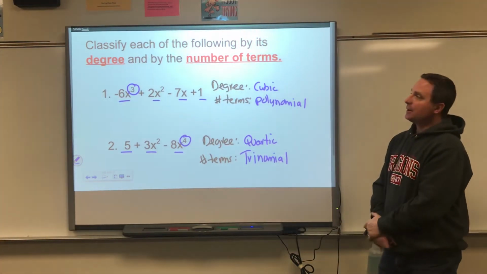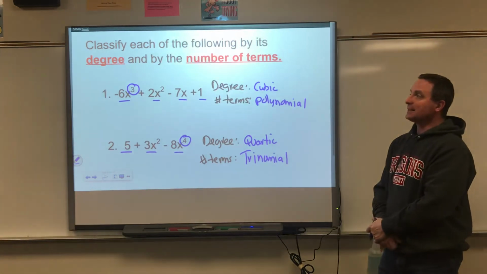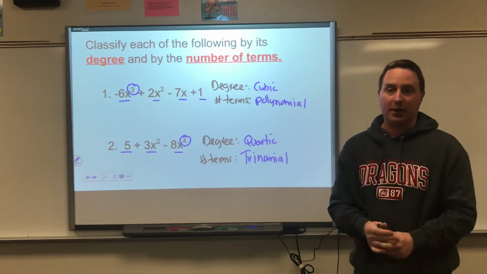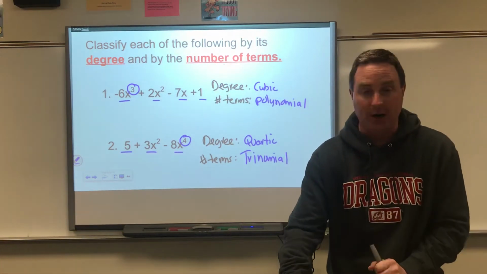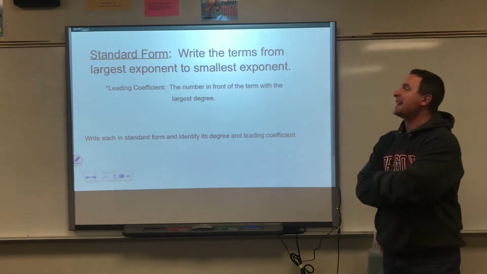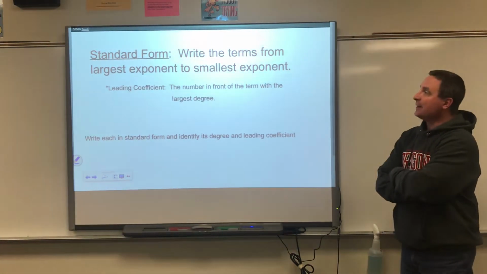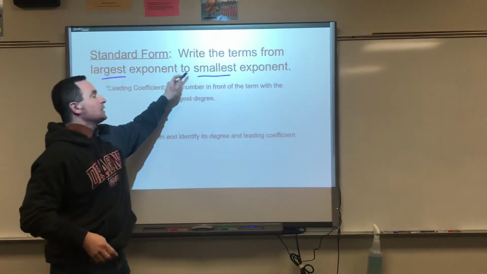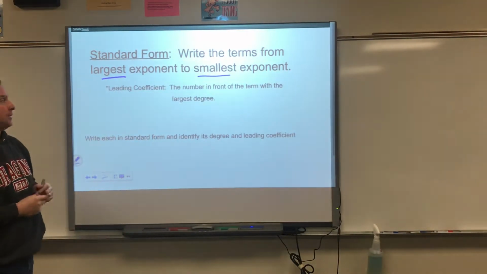Okay? So there we have it. We can classify polynomials according to their degree and the number of terms that there are. So not a lot of fancy math so far. Another important thing here is this thing called standard form. Standard form goes from the largest exponent down to the smallest exponent, from biggest to smallest.